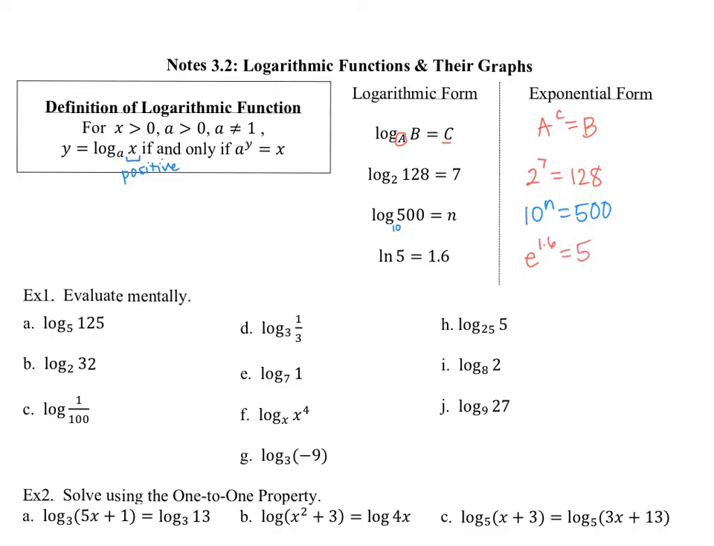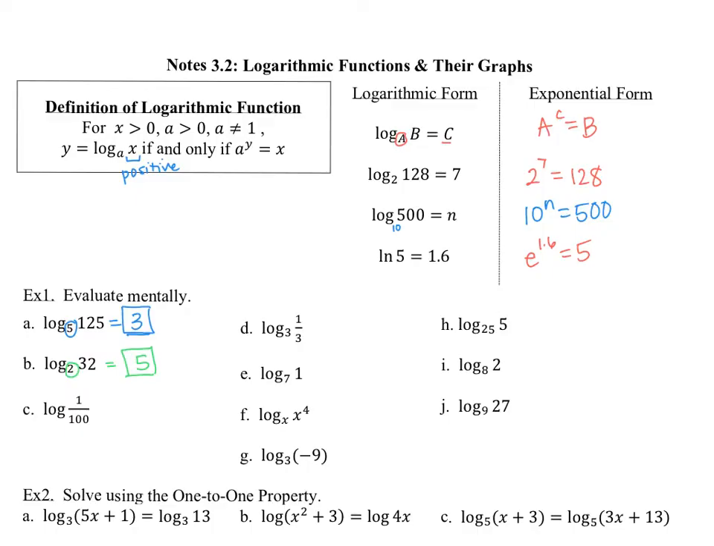Okay, so for example 1, we're going to evaluate these logs mentally. If you cannot do them mentally, I can show you how to do them algebraically. But for a lot of them, you should be able to do it mentally. Okay, the base is 5. You want to figure out what is the exponent so that 5 to the something will give me 125. 5 to the third gives me 125. Okay, next one, same idea. The base is 2. So 2 to the what will give me 32? 2 to the fifth.